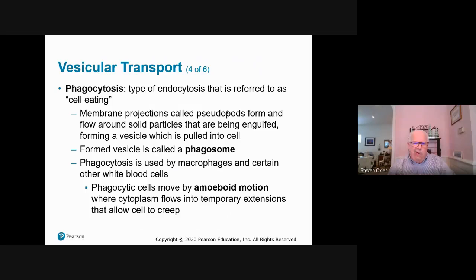Okay? This type of endocytosis is basically known as cell eating. Phagocytosis is what your macrophages and white blood cells use to kill bacteria. They eat bacteria. So what they do is they form a bag, they grab the bacteria, and they bring it into the cell so it can be destroyed by the enzymes inside the cell. So phagocytosis is used by macrophages and certain white blood cells.